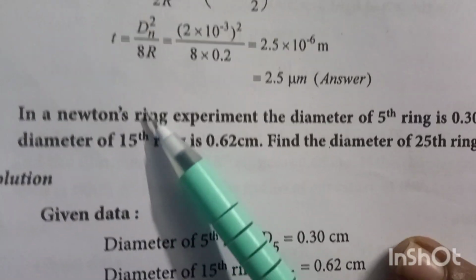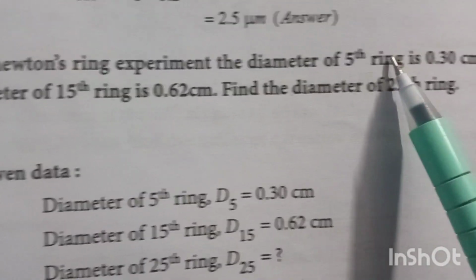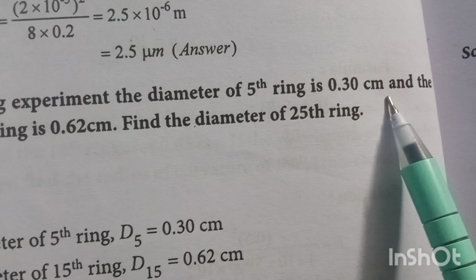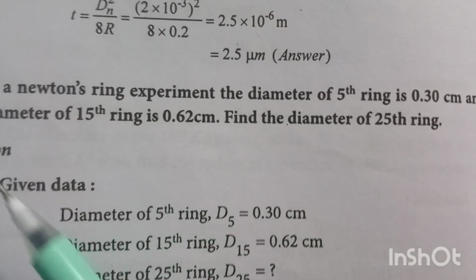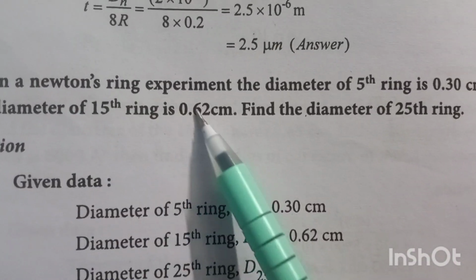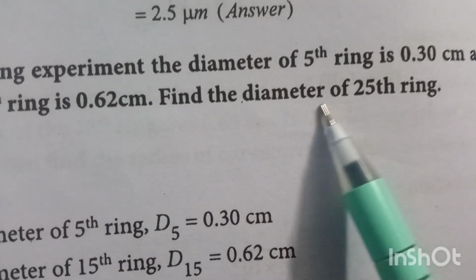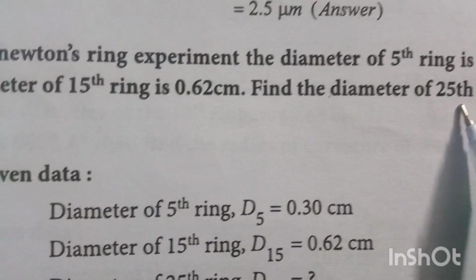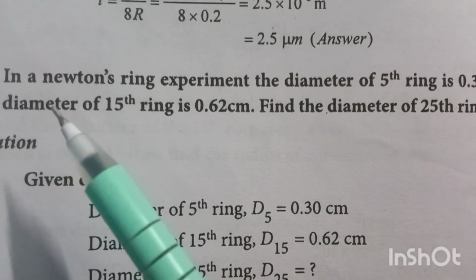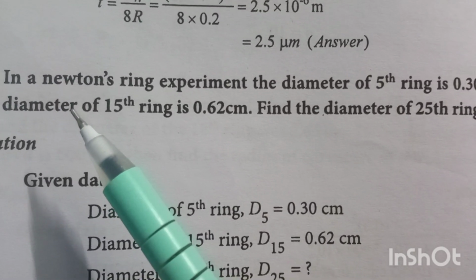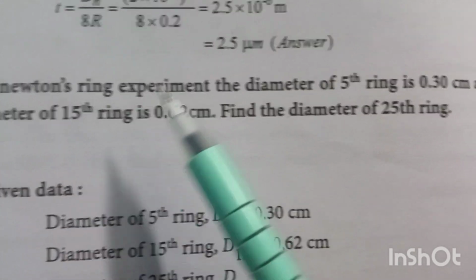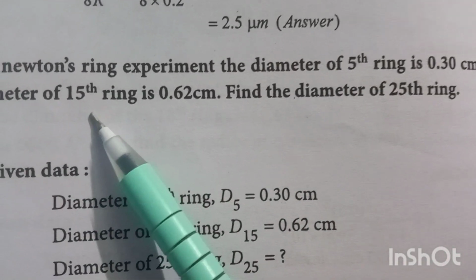So let us see one problem on Newton rings. In a Newton's rings experiment, the diameter of the fifth dark ring is 0.30 centimeter and the diameter of the 15th ring is 0.62 centimeter. Find the diameter of the 25th ring. In this problem, they have given the diameters of the 5th dark ring and the 15th dark ring.